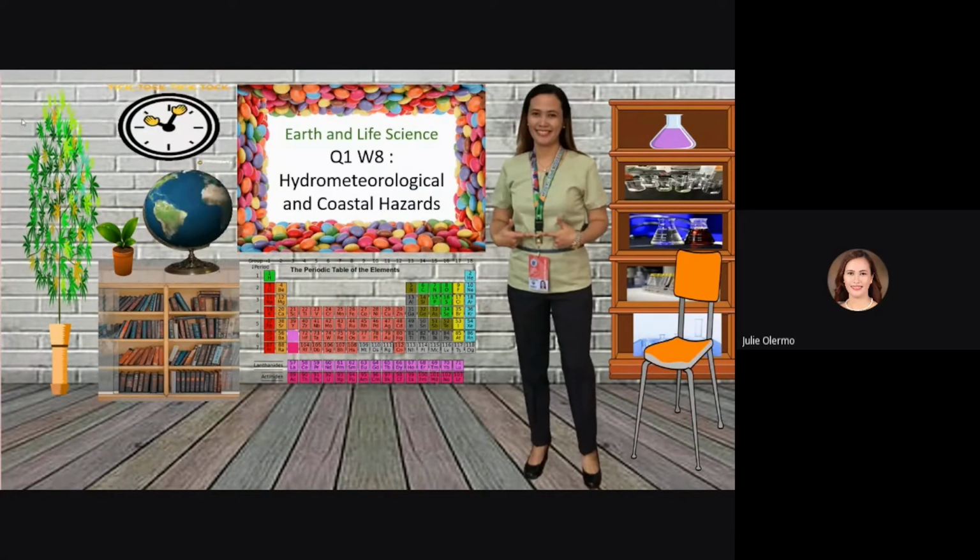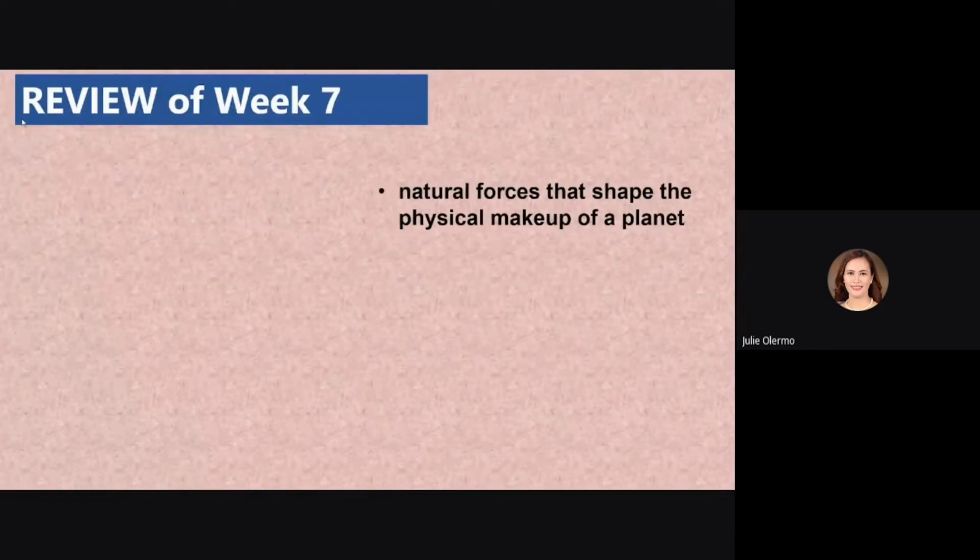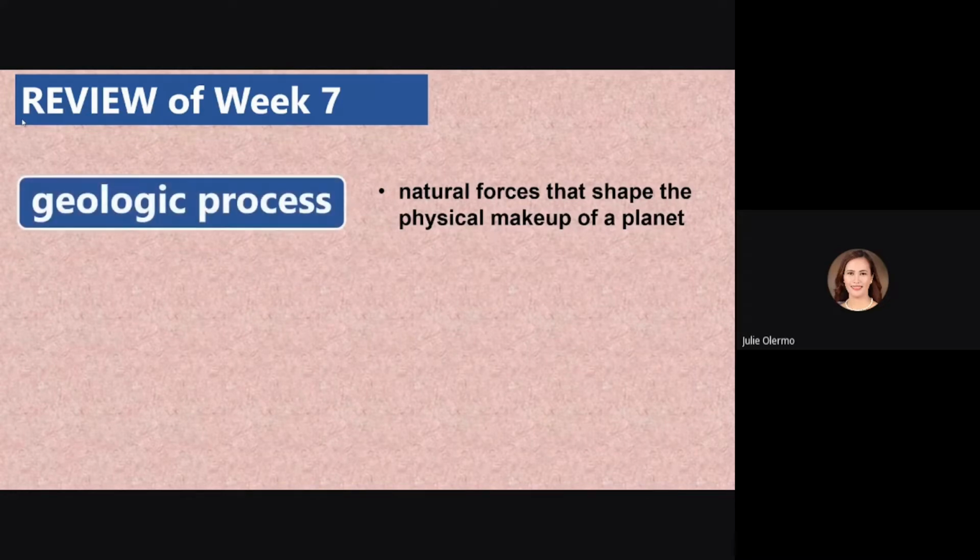Let us recall the lesson we took in the last session. Let us start with this definition. What do you call the natural forces that shape the physical makeup of a planet? It is called the geologic process. When we say geologic, it is the scientific study of the Earth's origin, history, and structure. And the word process refers to the series of actions.